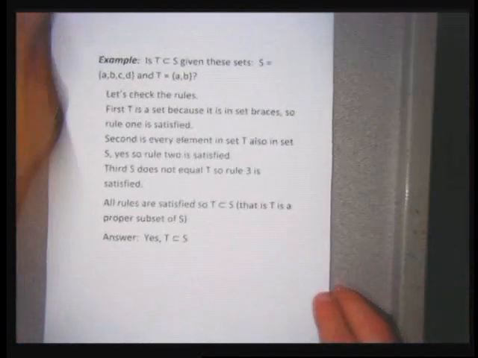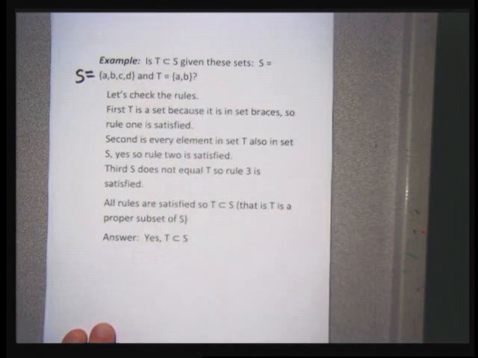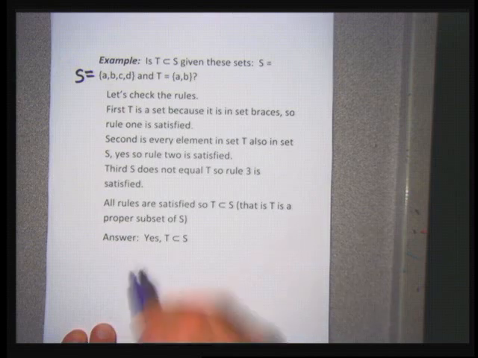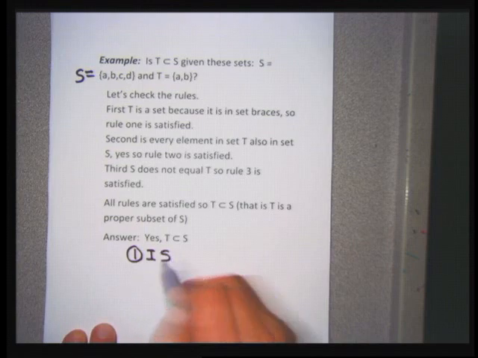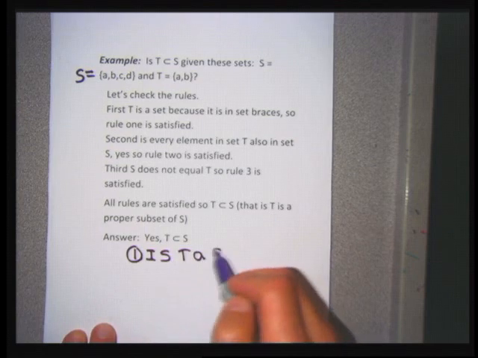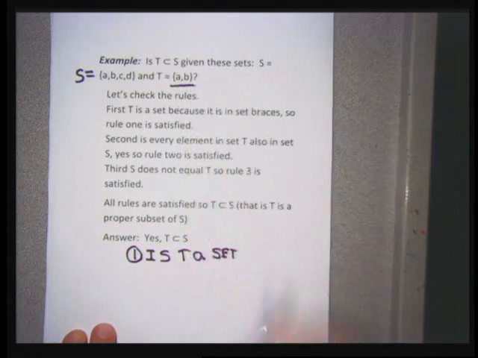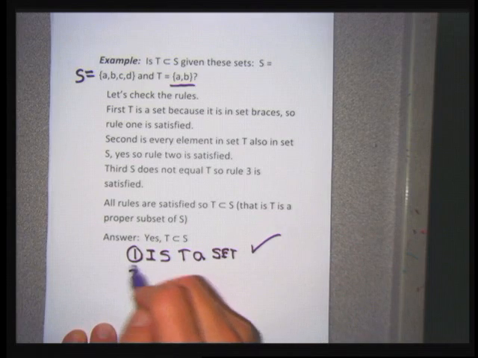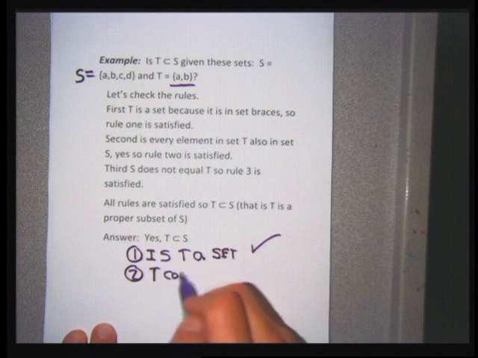Alright, so another one: is T a proper subset of S, where S is the set A, B, C, D, and T is the set A and B? Three rules to check. Rule 1, is T a set? And again, anytime we have the set braces, we'll answer yes, it is a set. That's all you need to be a set, is to have set braces.